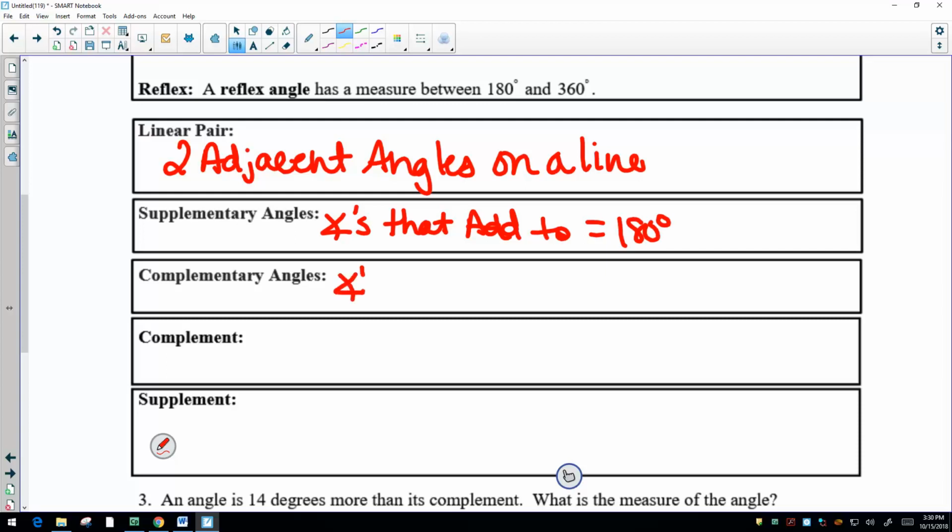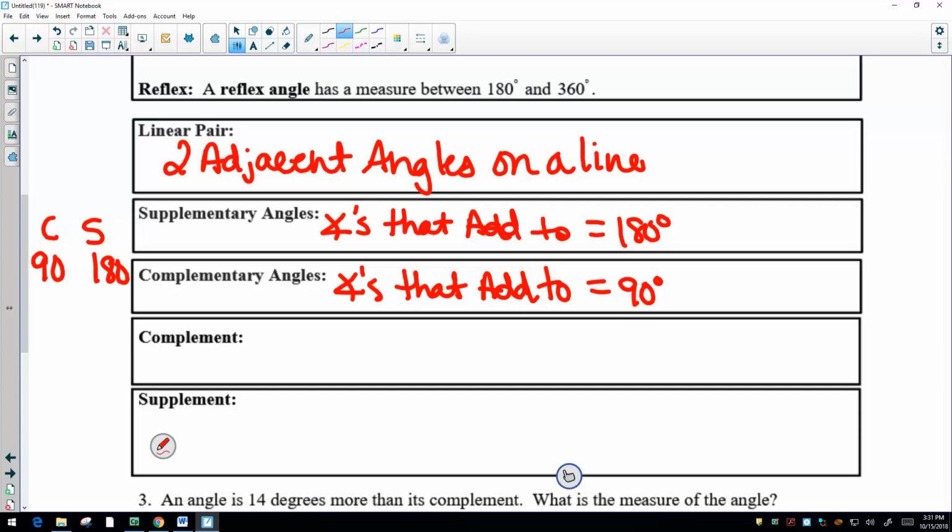Complementary angles are angles that add to equal 90 degrees. And the way I kind of like to remember this is if I put the letters in alphabetical order and then I put the numbers in numerical order, I see that they kind of match up. So the C above the 90 and the S above the 180.